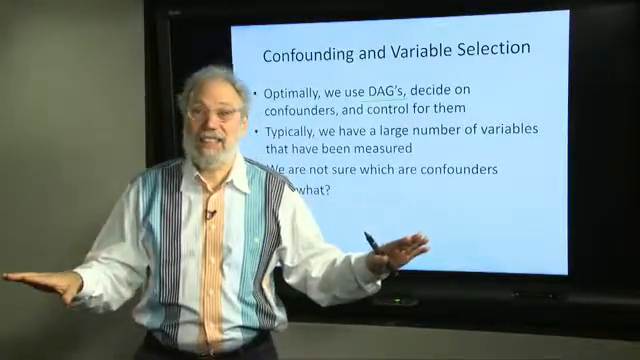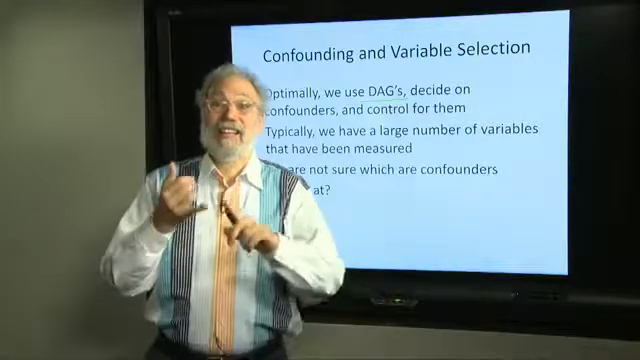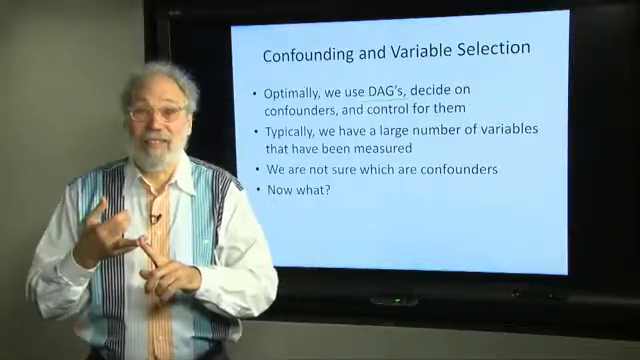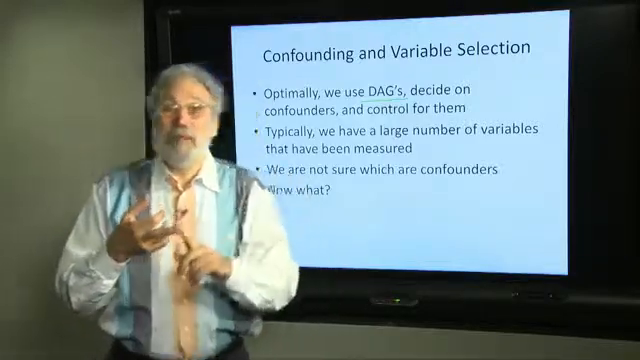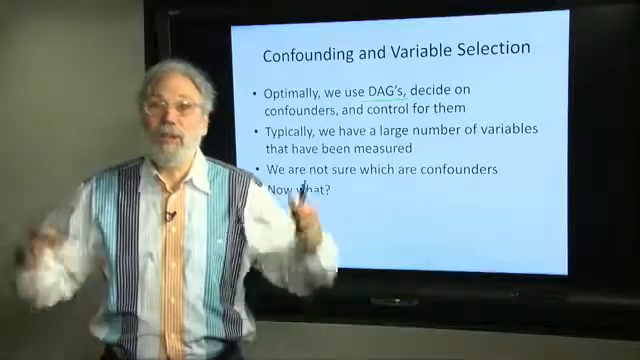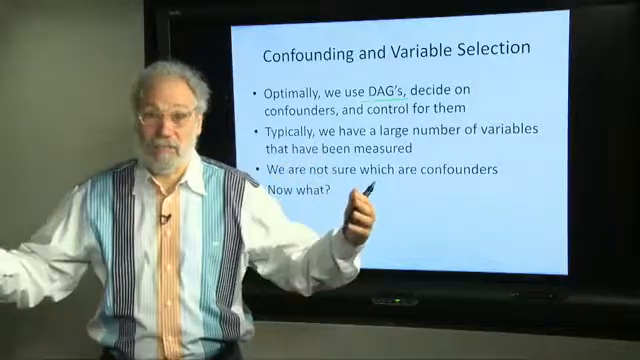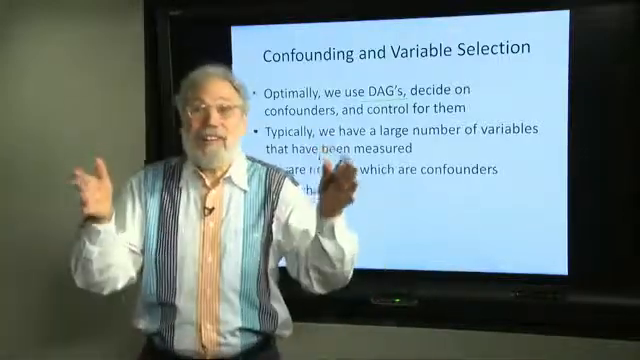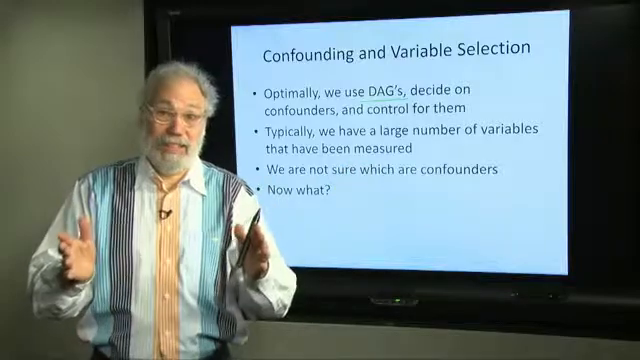Wrong. That's not true. First of all, some of them might be mediators for your exposure. Some of them might be colliders, and controlling for them makes things worse. But most importantly, controlling for confounding has nothing to do with what are predictors of the outcome. It's about what are predictors of the exposure. Now, we'd also like them to be predictors of the outcome, or we don't care about them, but primarily you're focusing on what's a predictor of your exposure that might also be a predictor of the outcome.